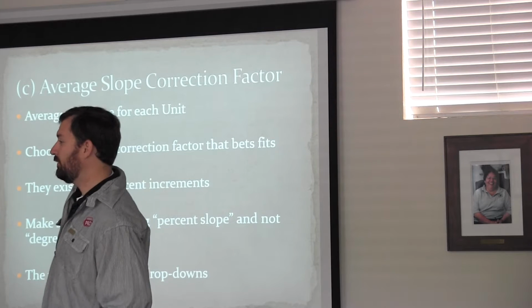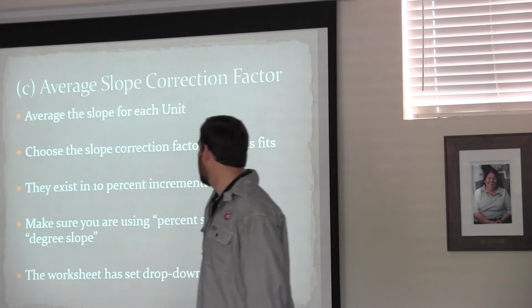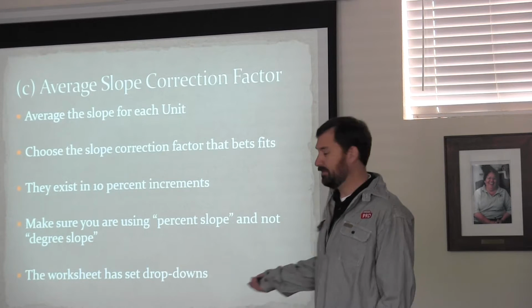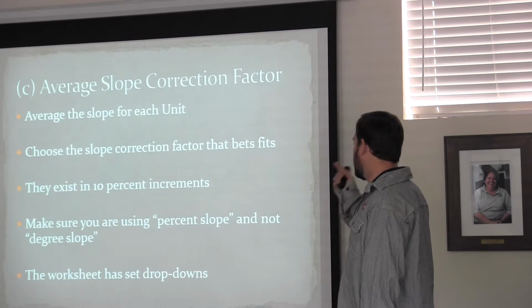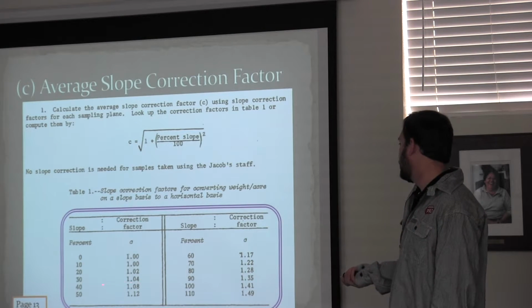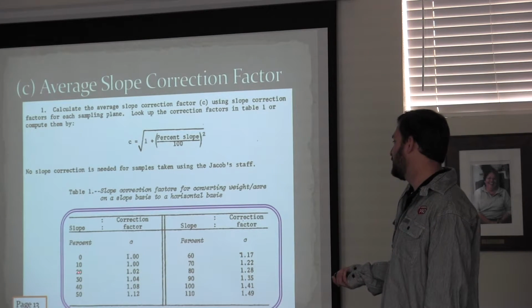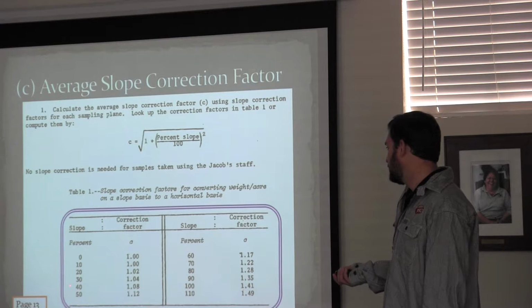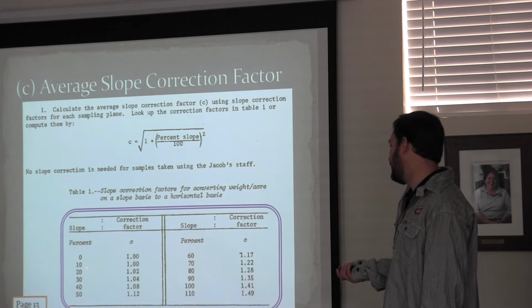Alright, what do we got? 11.25. Alright, so they exist in 10% increments, so it's a pretty rough calculation. And of course, make sure you use percent, and the worksheet also has drop downs. So it goes 0, 10, 20, and so on, 10%. So what is it, 11 or something?